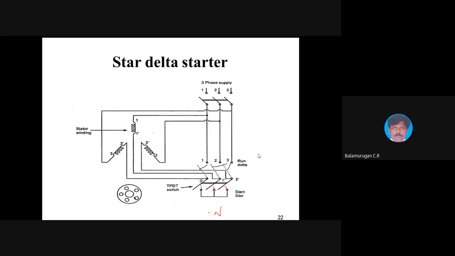So are you clear up to this? We discussed the four types of starter. These four types of starter are used for squirrel cage induction motor only. They will not be used in the case of slip ring induction motor: direct online starter, stator resistance starter, auto transformer starter, star-delta starter.